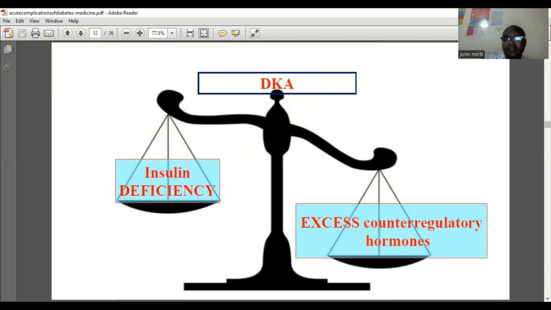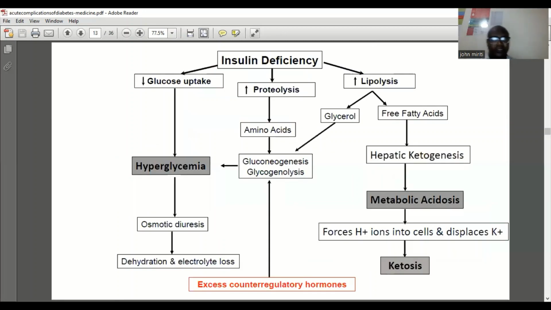So in this case, you see that in a DKA, there's excess production of these hormones. And what do these excess hormones, which work against insulin, do in the body? So in an insulin deficiency patient, where there is no production or insufficient production of insulin, what happens? There are three interrelated pathways which are followed in this case.